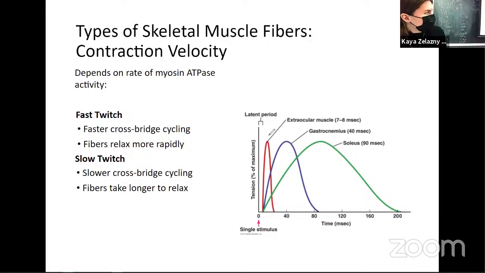So you'll see here, starting with this first one, this is our extraocular muscles, so our eye muscles. You'll see that they only take, say, 20 milliseconds to contract. So are they going to be fast twitch or slow twitch fibers, do you think? Yeah, exactly. They're the first ones to contract here on this graph. They're going to be maybe fast twitch fibers.